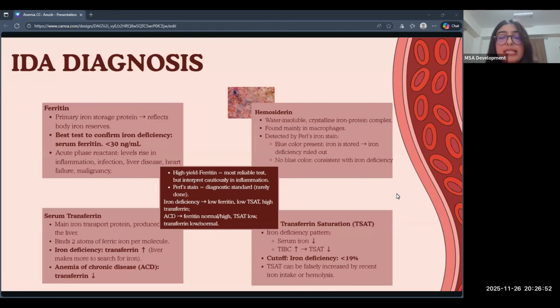In anemia of chronic disease, transferrin will be decreased. Now, transferrin is TIBC. I want you to remember this. However, transferrin saturation is completely different.